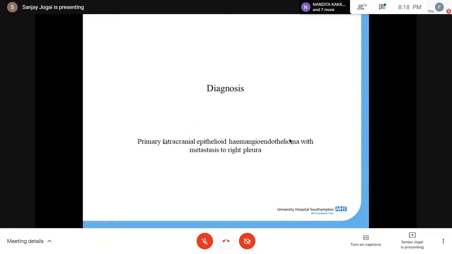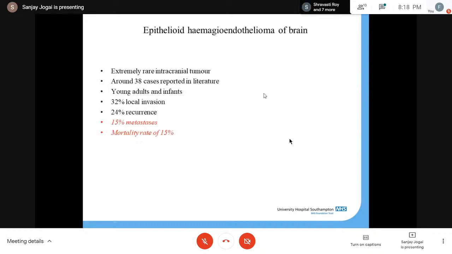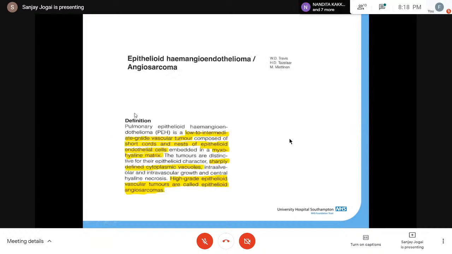So what this is basically is a primary intracranial epithelioid hemangioendothelioma, which had metastasized to the right pleura. Now, quick few words. At that stage, it looked as though, oh, this is very unusual. Is this the other way around? But clearly, bulk of the disease was in the brain, and on doing a literature search, clearly there were reports of primary intracranial epithelioid hemangioendothelioma with metastasis. So it's extremely rare. At that time of presentation, there were only 38 cases reported, quite a few with local invasion and recurrence, 15% having metastasis, and a mortality rate of 15% as well. That's from the lung book.